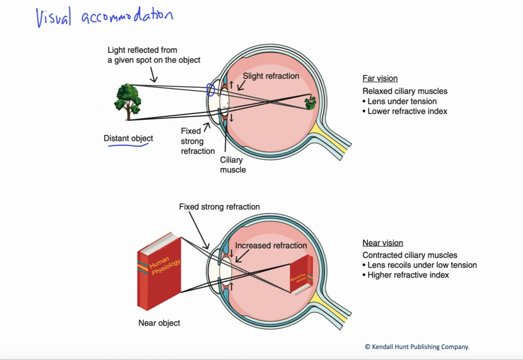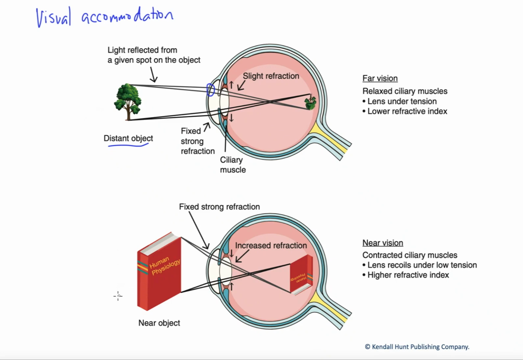Then it's going to pass through the lens, right? And the lens has this sort of adjustable refractive index, meaning we can change the degree to which it bends light. So when the distance to our object is far, we need the lens to bend the light very little. And so we want the lens to be pulled on at the edges by the suspensory ligaments, right? That will keep it flatter, bend light very slightly, and keep it in focus at the back of the eye.